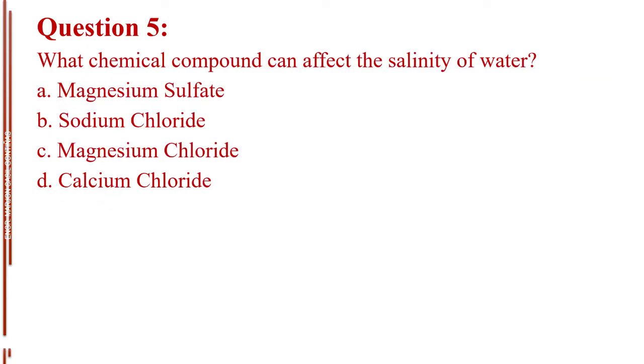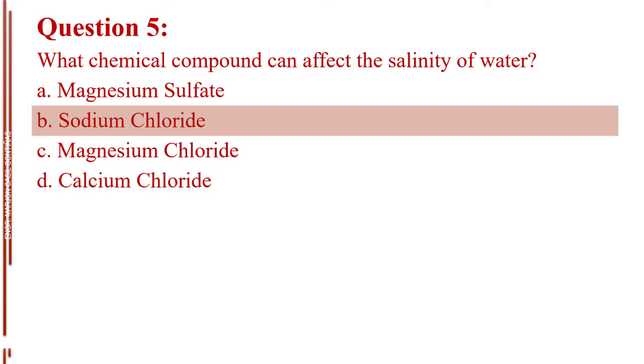Question number 5. What chemical compound can affect the salinity of water? Letter A, magnesium sulfate. Letter B, sodium chloride. Letter C, magnesium chloride. Letter D, calcium chloride. The answer is letter B, sodium chloride.